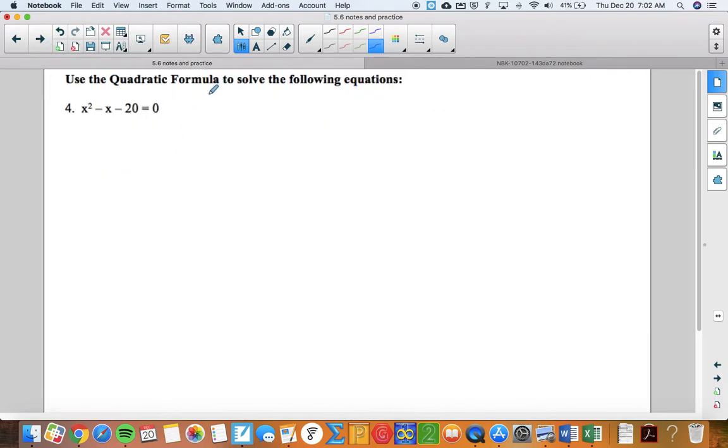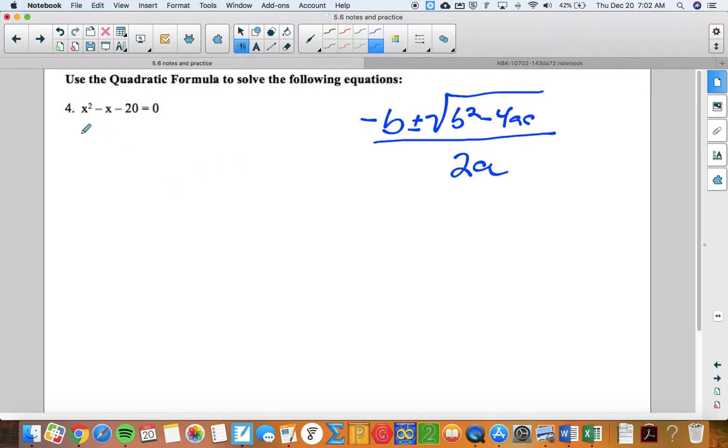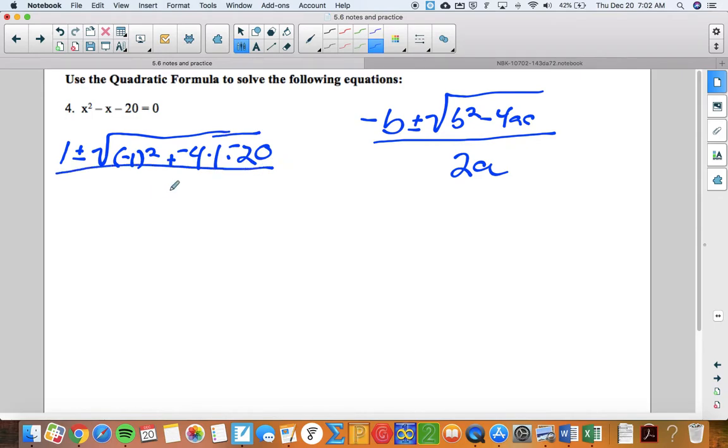Use the quadratic formula to solve the following. So now we have to do the whole shebang, the opposite of b, plus or minus the square root of b squared minus 4ac all over 2a. So we have a positive 1 plus or minus the square root of negative 1 squared plus a negative 4 times 1 times negative 20, all over 2 times 1.